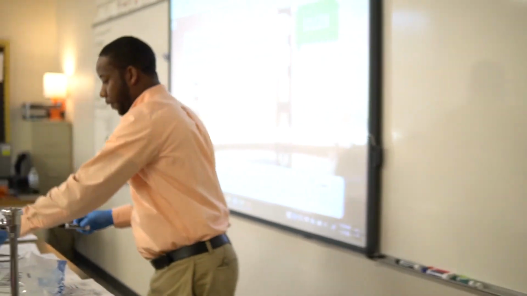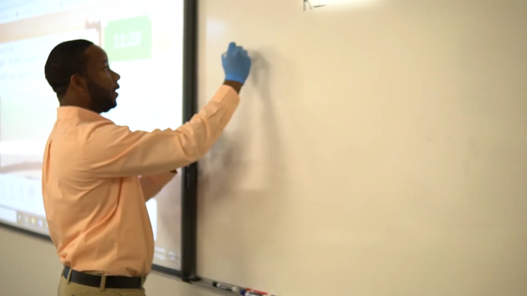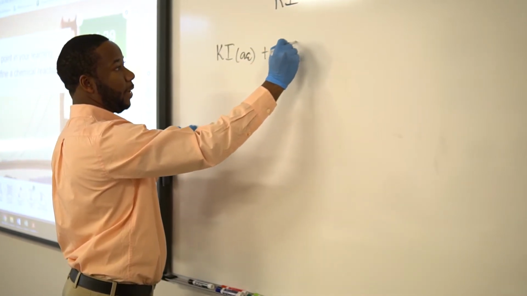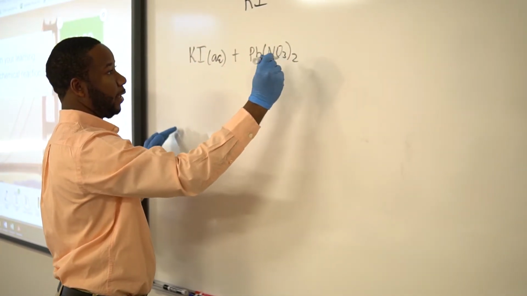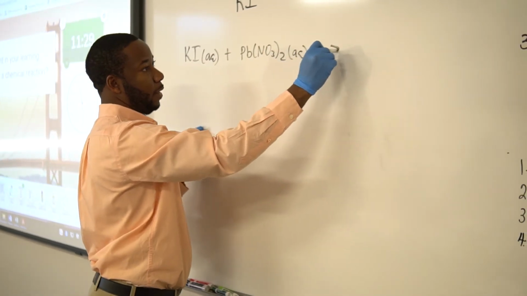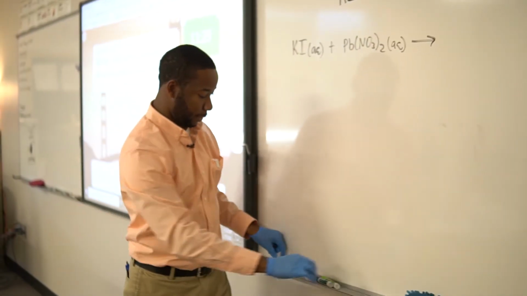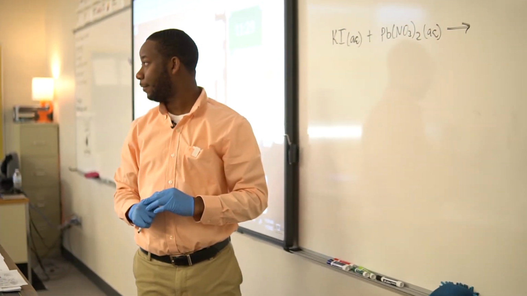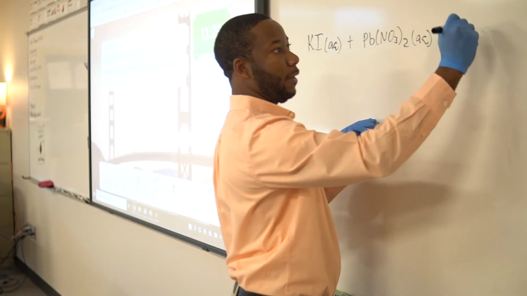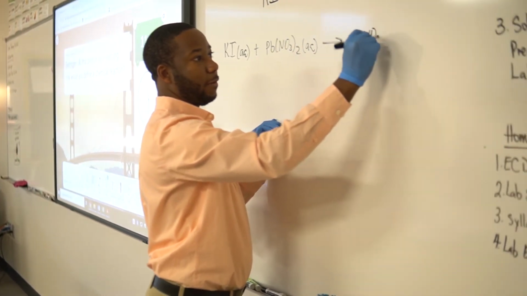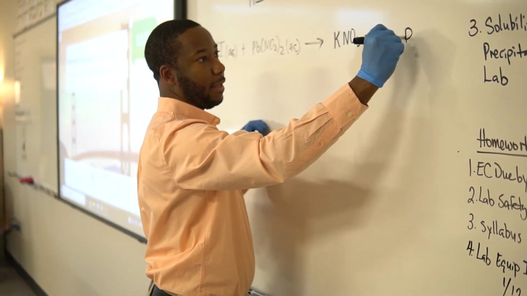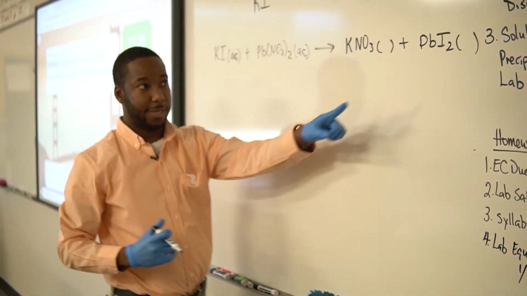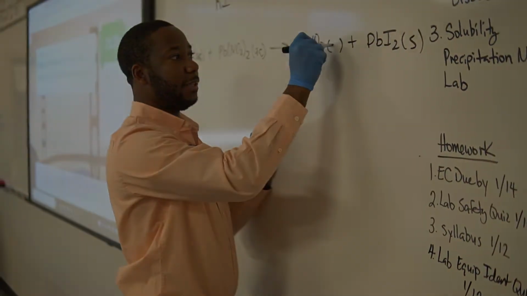I'm going to take this off. I'm going to write out this entire equation. Plus Pb(NO3)2 aqueous. What could my products be? What should my products be, gang? It should be potassium nitrate. So KNO3 and then PbI2. All right, I'll give you a hint. This, in fact, was the solid. Good job. So this is aqueous.